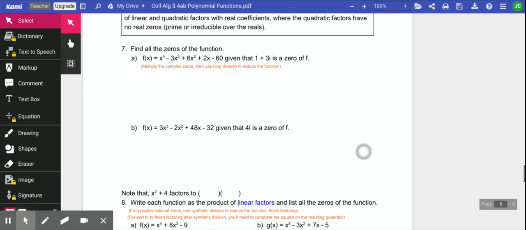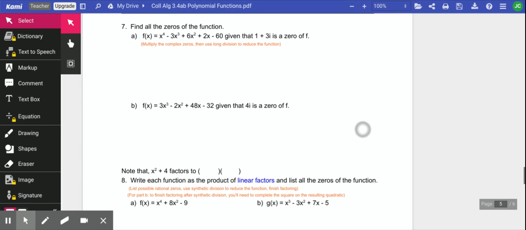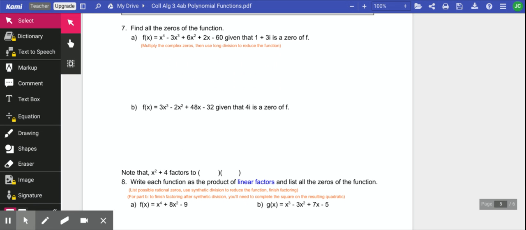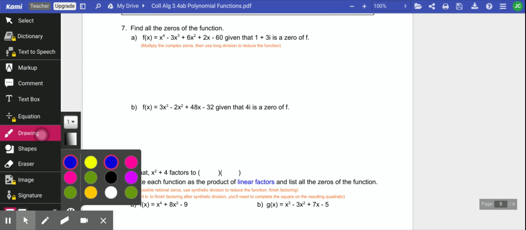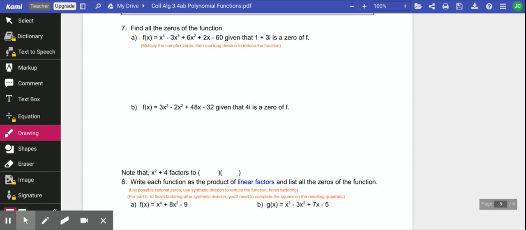But first, we're going to find all the real zeros. We were doing these yesterday as well, so we're just going to keep working on these. One of the things that we talked about is that complex zeros always come in pairs. So if we know that 1 plus 3i is a zero of f, that means its conjugate 1 minus 3i is also a zero. So we know 2 zeros, it's degree 4, so there are going to be 4 zeros.